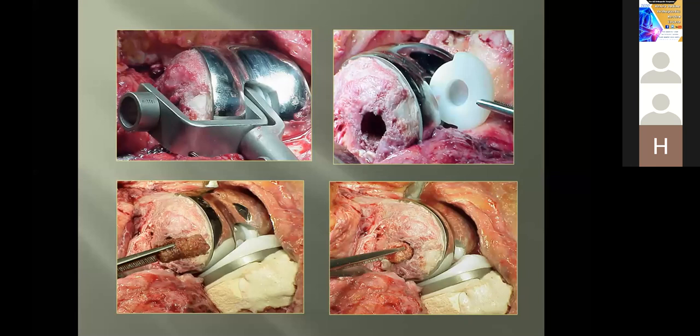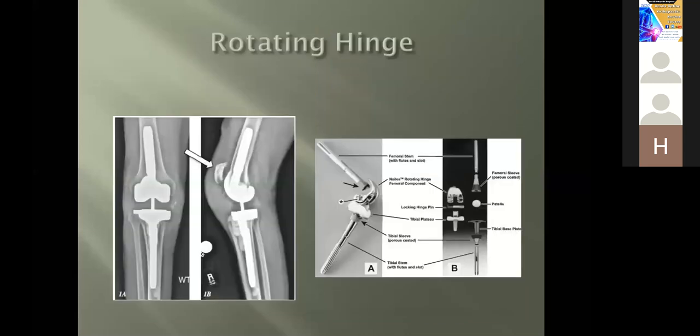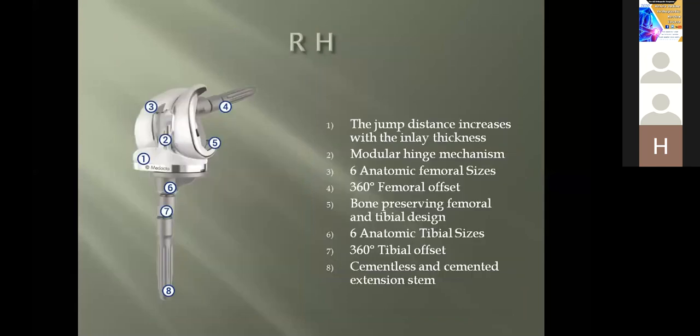But on the other hand, if we are talking about the stability issue, this is much more stable than the rotating hinge. This is the rotating hinge, which allows some degree of internal and external rotation, and allows, of course, flexion and extension. With the rotating hinge, you should consider the jumping distance that increases with inlay thickness. There is a modular hinge mechanism. There are 6 anatomical femoral sizes. There is 360 degrees femoral offset. You have bone preservation of the femoral and tibial designs in the new designs of the rotating hinge compared to the old designs. There are 6 anatomical tibial sizes, 360 tibial offset option in the stem, standard stem and offset stem, cemented or cementless stem extension.